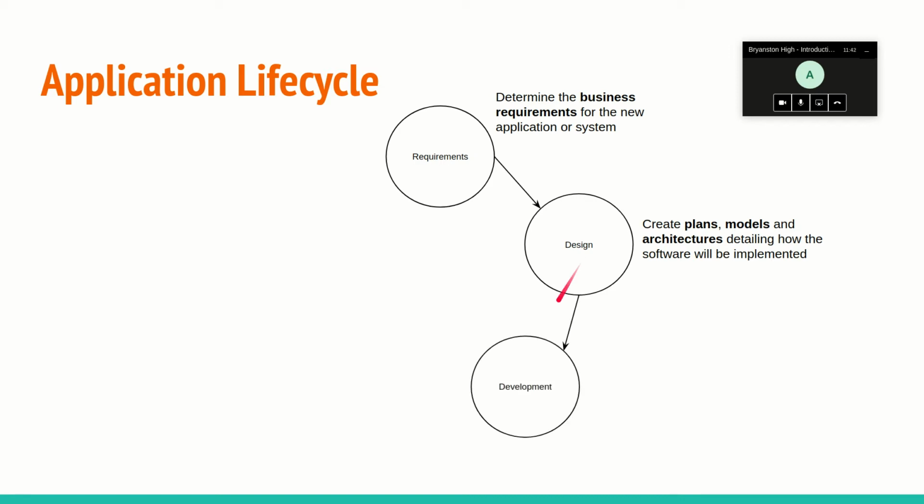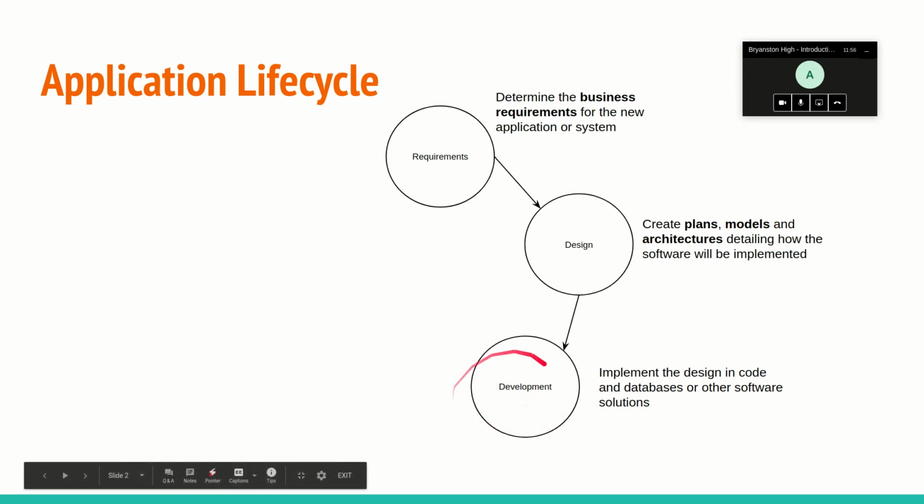Then we've got development. This is implementing our design. Once we've created a design or a plan for how to create the system that we require, we need to actually create it. And this is what we've been covering for the whole course: how to program.